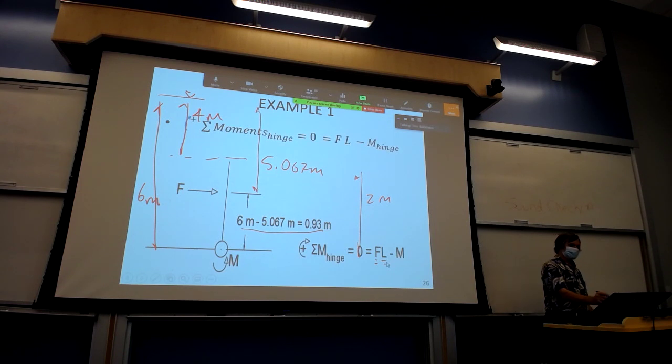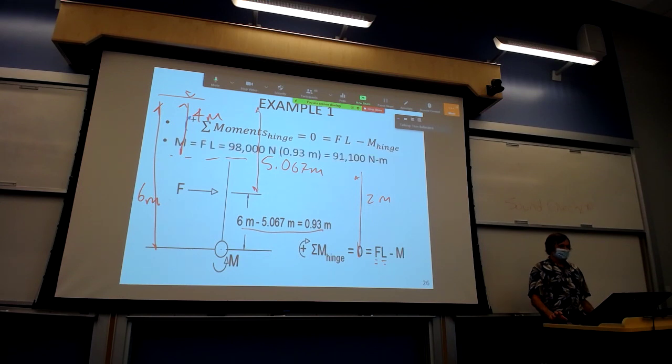So sum of the moments about the hinge, again, clockwise positive, FL minus the moment at the hinge would equal 0. Or if we bring the moment about the hinge to the left-hand side, it would just say that the moment is equal to FL, and F we calculated to be 98,000 newtons. The moment arm we said was 0.93 meters, and so that means the moment will be 91,100 newton-meters.